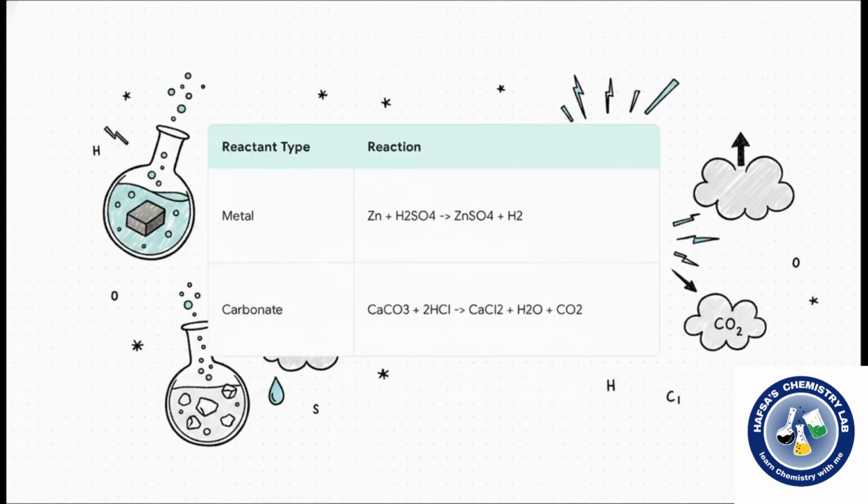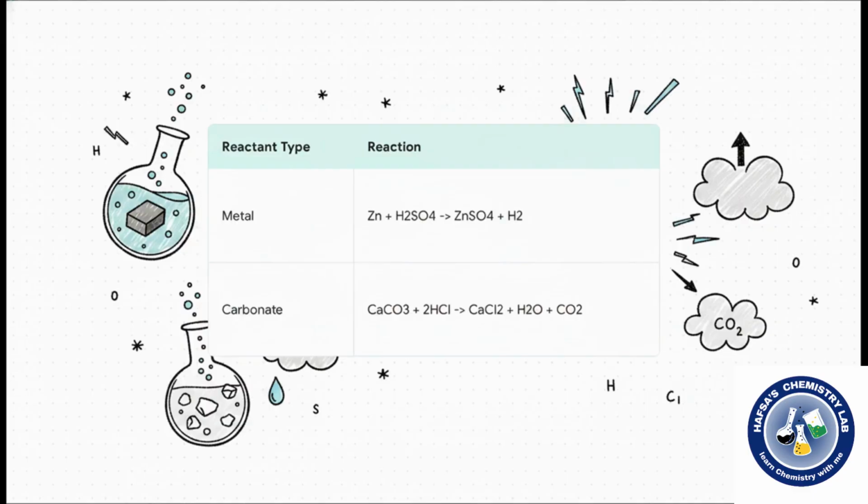Grounding these abstract equations in reality, let's look at some real interactions. When an active metal meets an acid, like say zinc reacting with sulfuric acid, a pretty remarkable transformation happens. The acid aggressively breaks the metal down, creating zinc sulfate and releasing hydrogen gas.